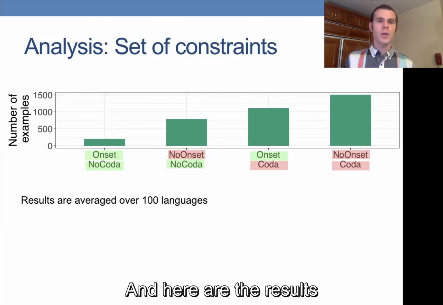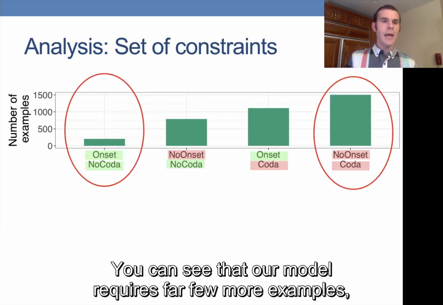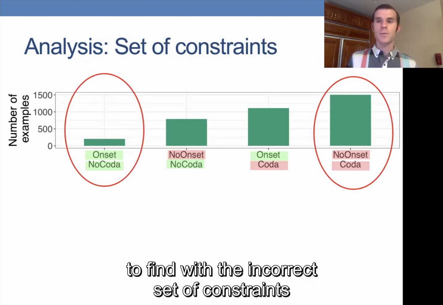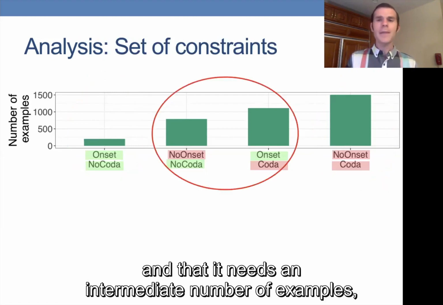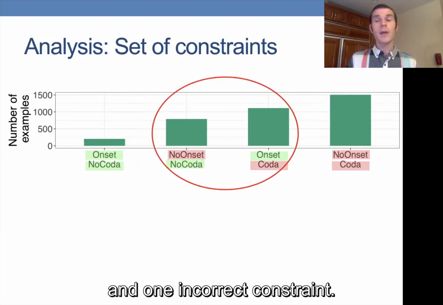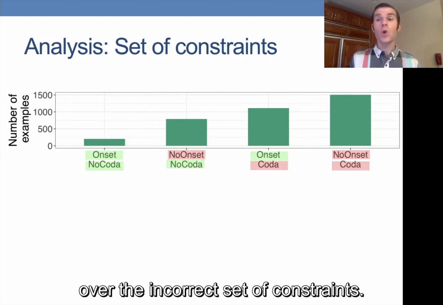And here are the results, where each bar is an average over 100 languages. You can see that our model requires far fewer examples to learn a language defined with the correct set of constraints than to learn a language defined with the incorrect set of constraints, and that it needs an intermediate number of examples when the language is defined with 1 correct constraint and 1 incorrect constraint. This shows that our model has meta-learned a bias for the correct set of constraints over the incorrect set of constraints.